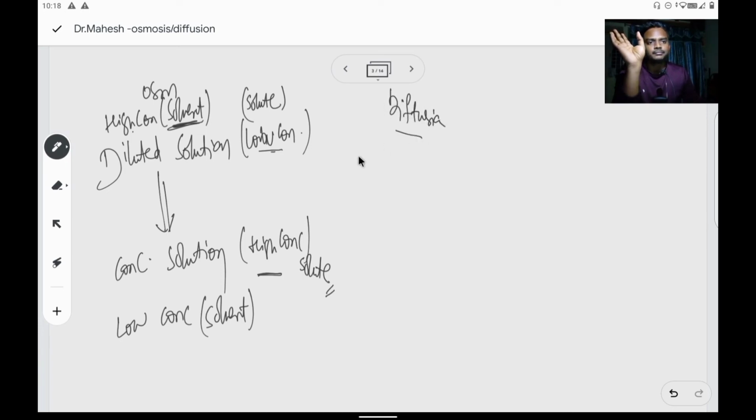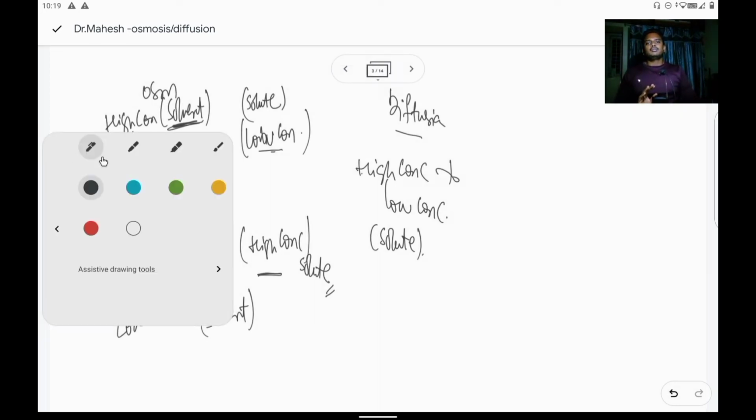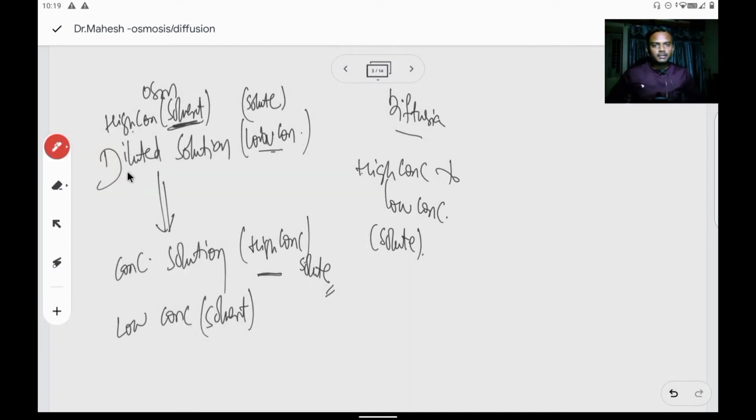And in diffusion, no problem. Only one line: high concentration to low concentration, and actually this is also in terms of solute. Mainly keep this in mind. From diluted solution to concentrated solution is osmosis. From high concentrated solution to low concentrated solution is diffusion. Keep this thing in mind.